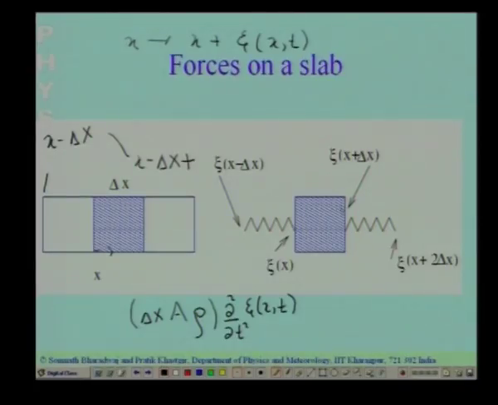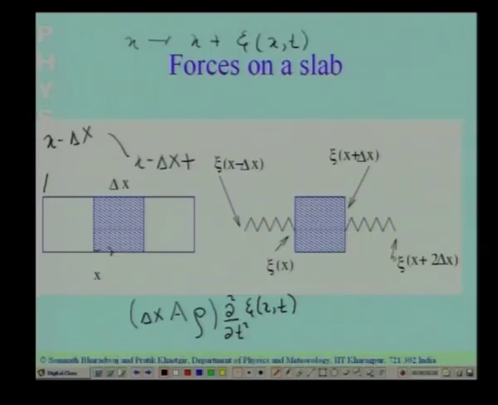Now, let us calculate the force due to the spring on the right. We have represented this bit of the elastic material on the right as a spring over here, and there is going to be a force. If I displace this point and this point, the displacement of this point is xi x plus delta x, and the displacement of the other tip of the spring is xi x plus 2 delta x. The difference between these two displacements is going to give a force which is going to act on this.